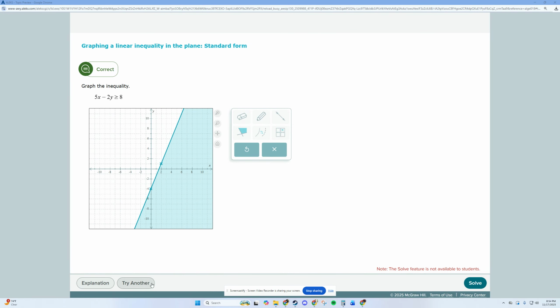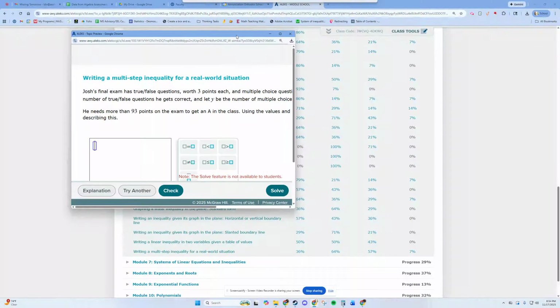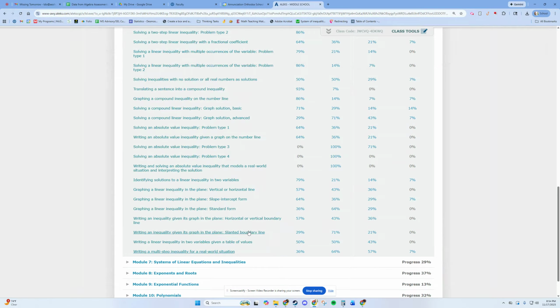So now it's your turn. I want to see how this goes. How many kids have done it? Oh, good, good. About a third of the class. Is this a two variable inequality? No, just one variable. Okay.